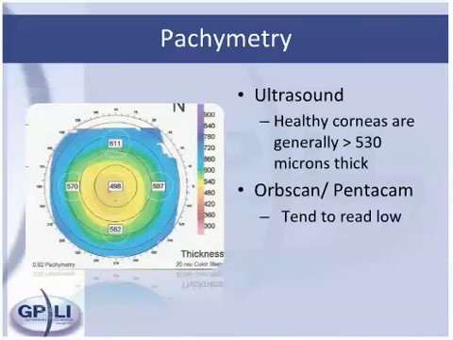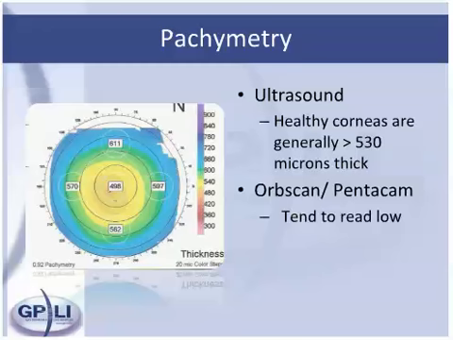Pachymetry is helpful in diagnosing keratoconus. Healthy corneas generally have pachymetry values greater than 530 microns. Elevation-based topography systems can measure pachymetry values directly. The OrbScan and Pentacam units tend to read low, while the slit lamp OCT units tend to agree with the ultrasound pachymetry.